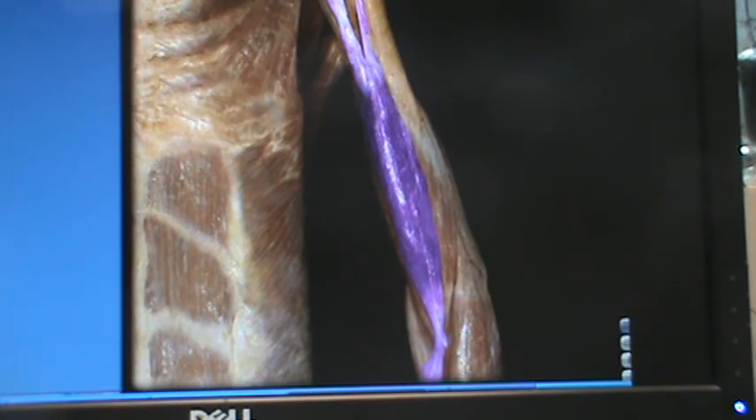Okay. What would be the origin of this one? The intertubercular sulcus and the coracoid process. What would be the insertion? Radial tuberosity. What would be the action? Flexes elbow, supinates forearm. Okay.